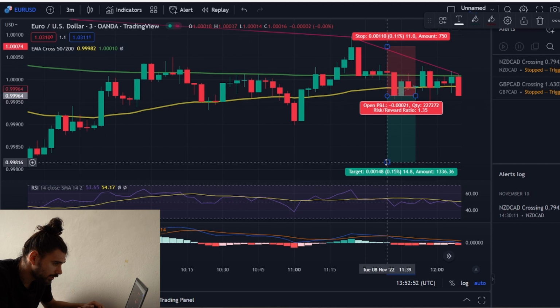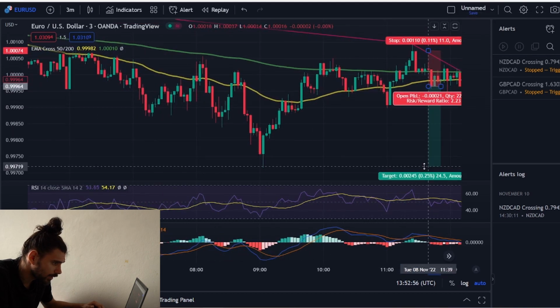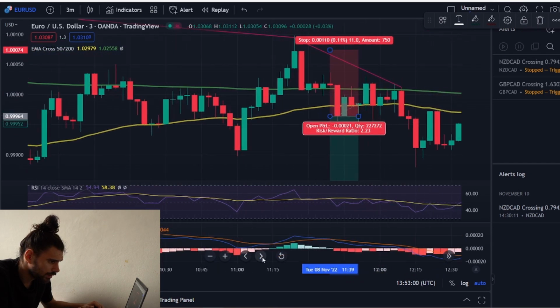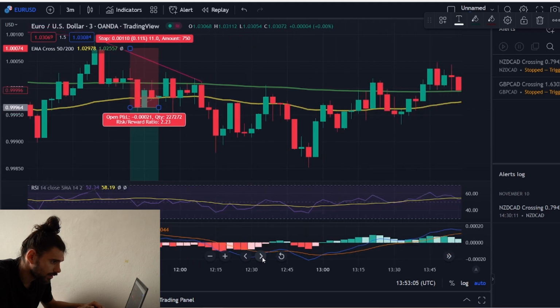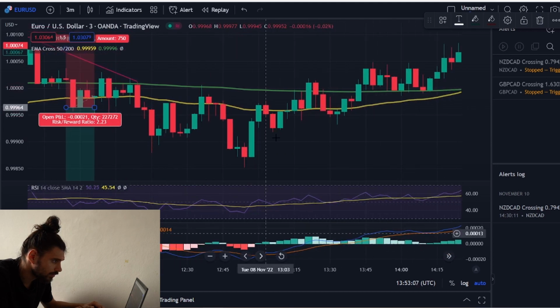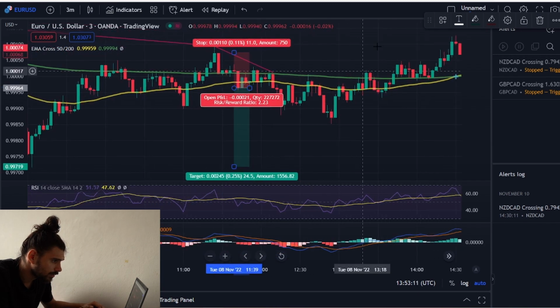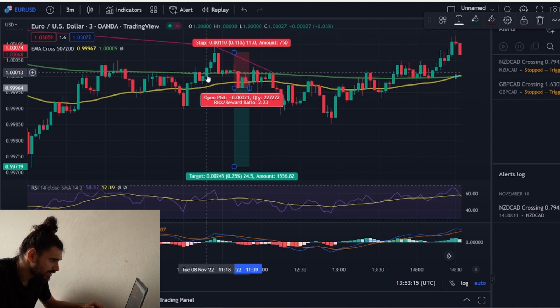My target would be here, this low right here. Let's see what the market does, going down, going down. So here, getting stopped out of my trade. This is why this second touch is not really a trade to take.